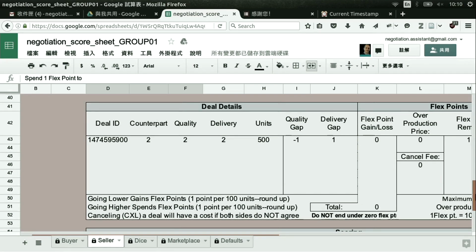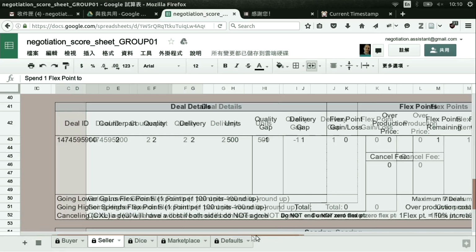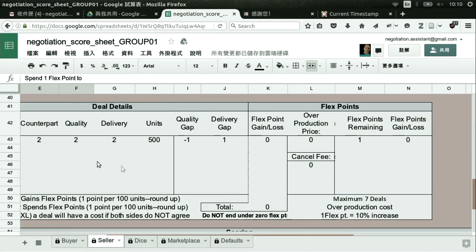This will be calculated automatically down in this area here when you input your deal sheet. So for example, we can see here in this area overproduction price. So if you overproduce, it'll automatically calculate here and remove a flex point for every 10% you go over. You have a maximum of 7 deals and 1 flex point for every 10% increase.